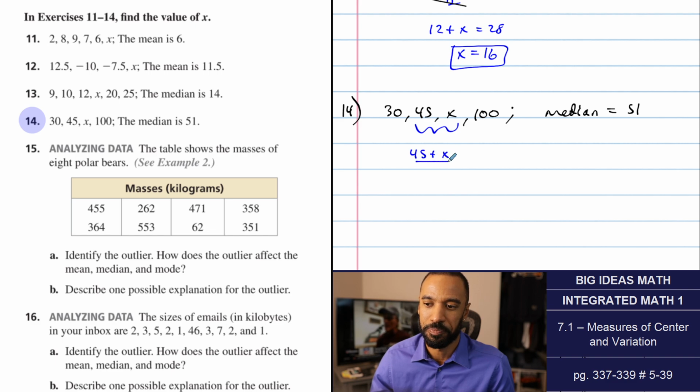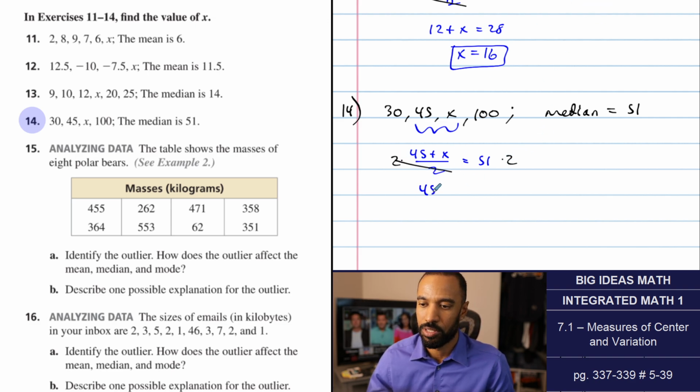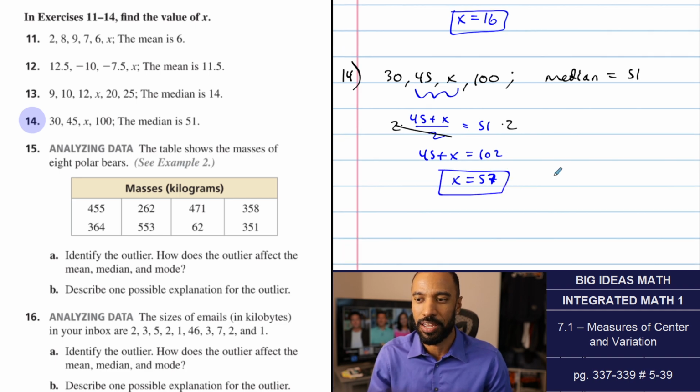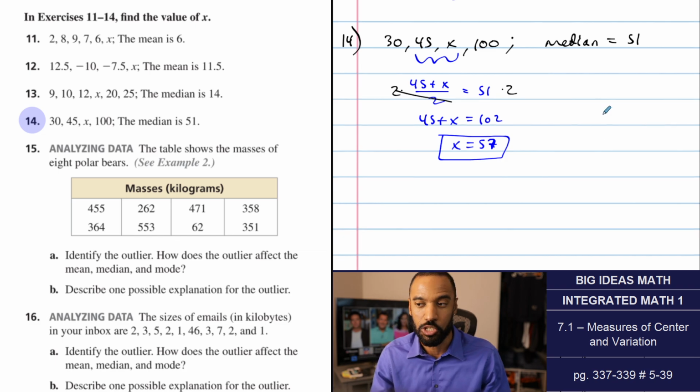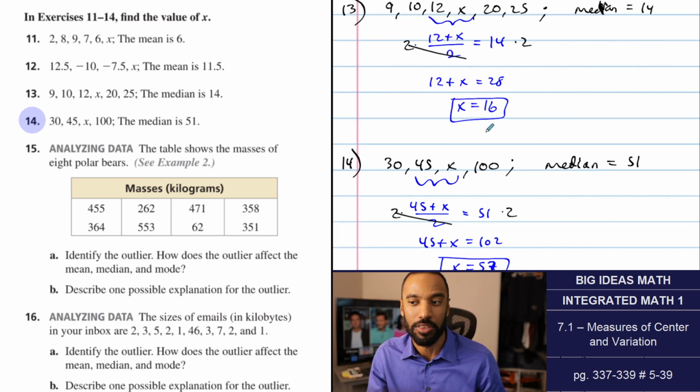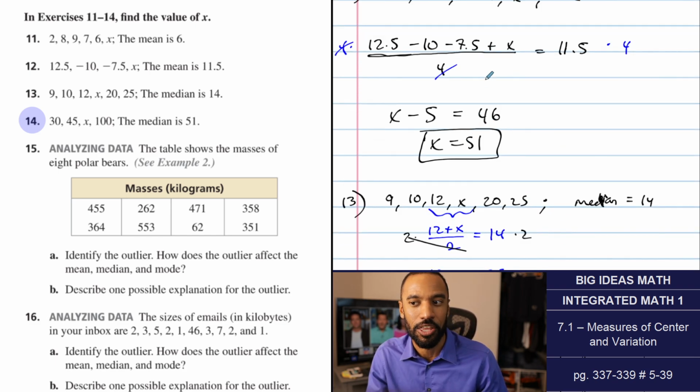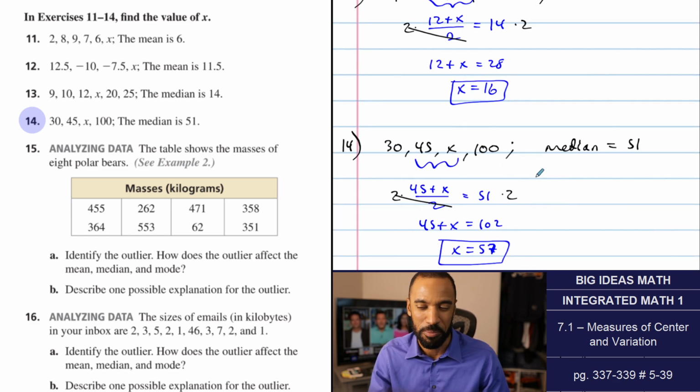45 plus x over 2 equals 51. Multiply both sides by 2. We're going to get 45 plus x equals 102. Subtract 45 from both sides, you get x equals 57. That's a 7. So x equals 57. Excuse me. There is your x that gets you your median. I apologize if I called these medians and means before. They are not those. They're the values that get you your mean and your median.